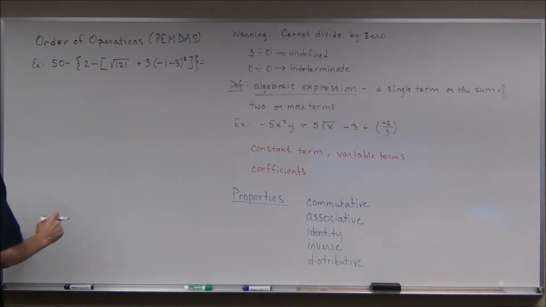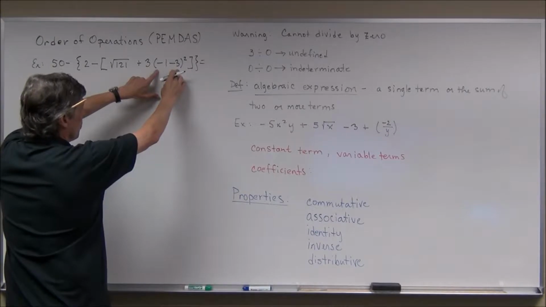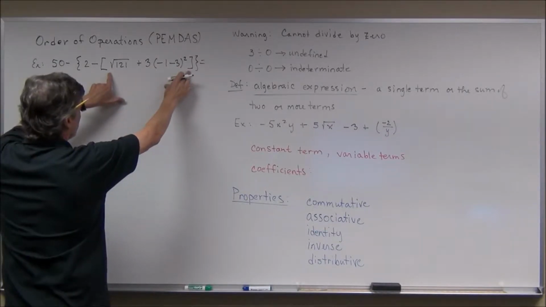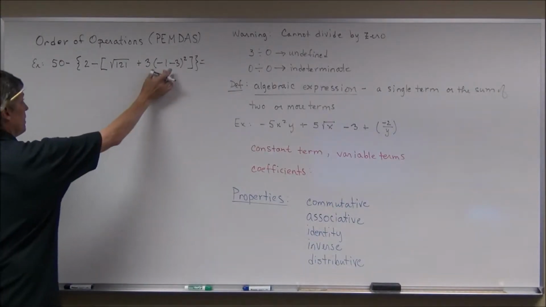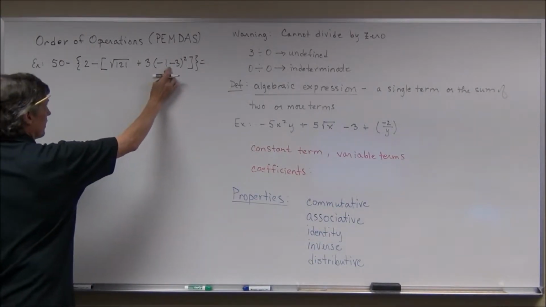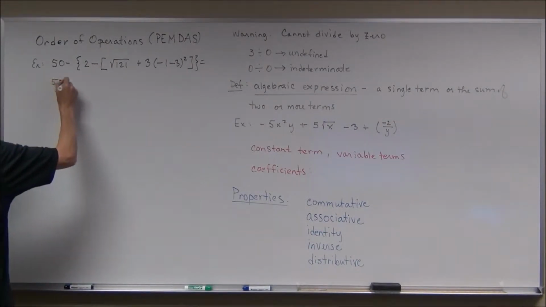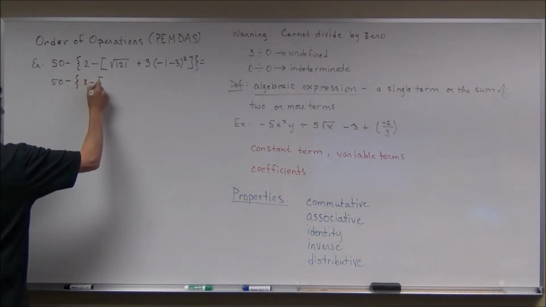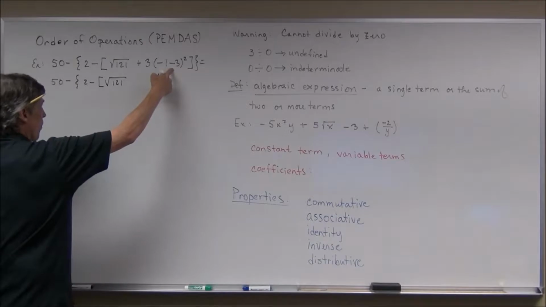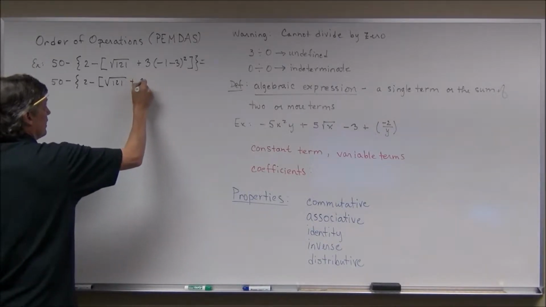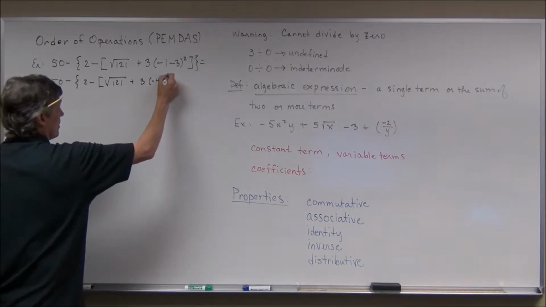So we do the stuff in the parentheses. We have 1, 2, 3 sets of symbols of grouping. We'll do the innermost set and work our way out. First the parentheses, then the brackets, then the braces. So in the parentheses I have -1 minus 3, which of course is -1 plus -3. And that is -4. So this is going to be plus 3 times -4 raised to the second power.